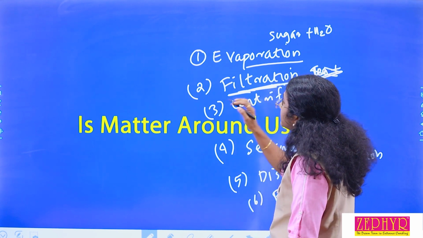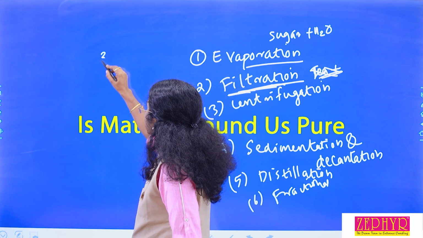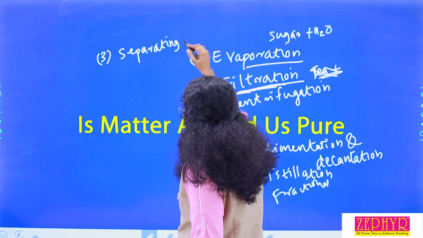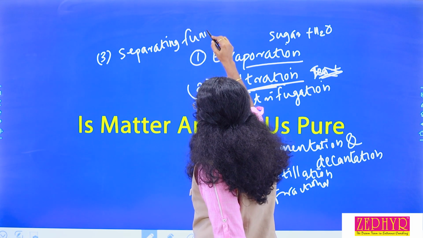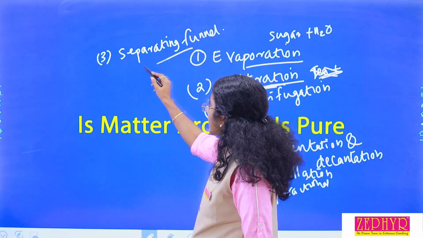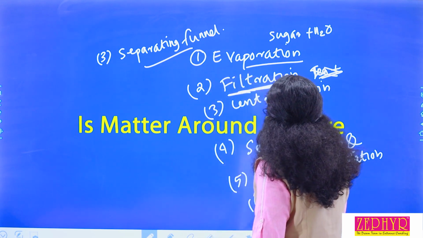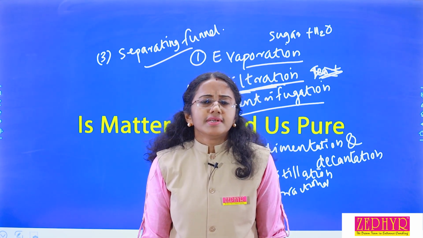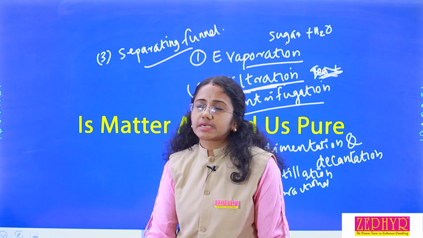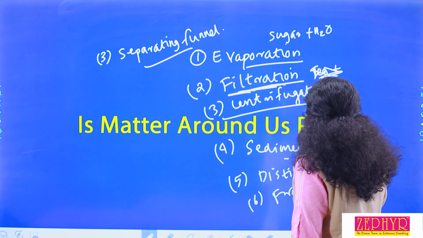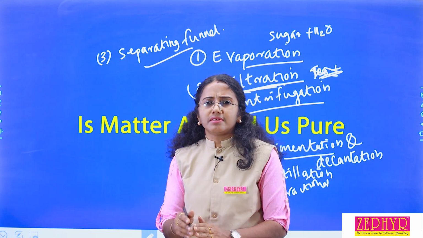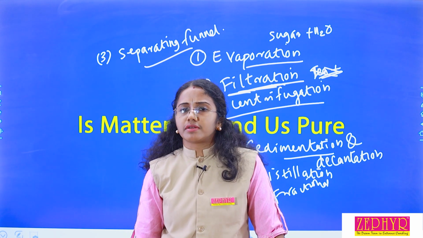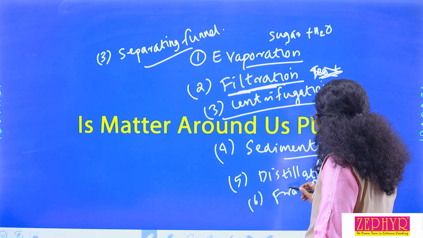Two immiscible liquids can be separated using a separating funnel, by differential extraction. Then the next method is centrifugation, which is used to separate cream from milk based on density. Sedimentation and decantation is not a very effective method. Mud from water can be separated using sedimentation and decantation.